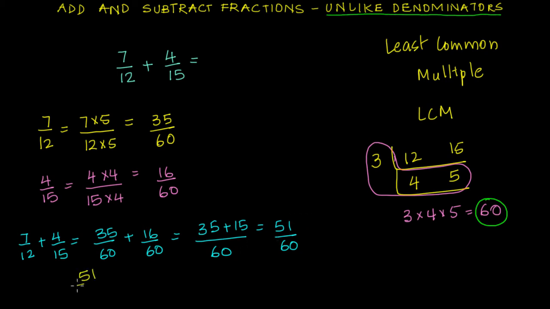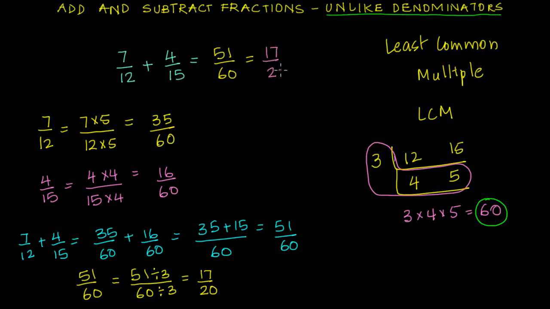So 51/60ths, we know that 3 is a factor that's common to both 51 and 60. So if I divide out the 3 from both the denominator and the numerator, I am left with 17/20ths. And there is no factor now that's common to both 17 and 20. So 7/12 plus 4/15 is equal to 51/60ths, which can be simplified to 17/20ths.